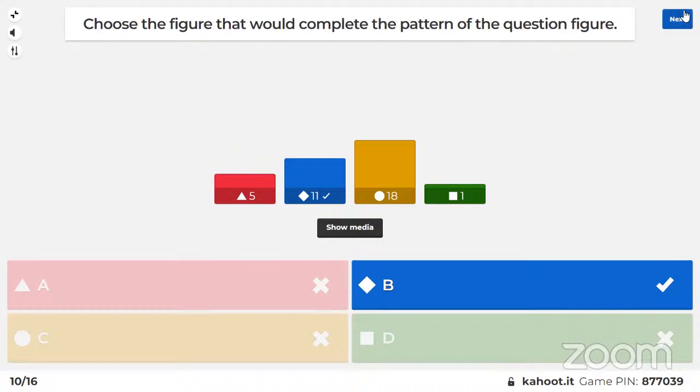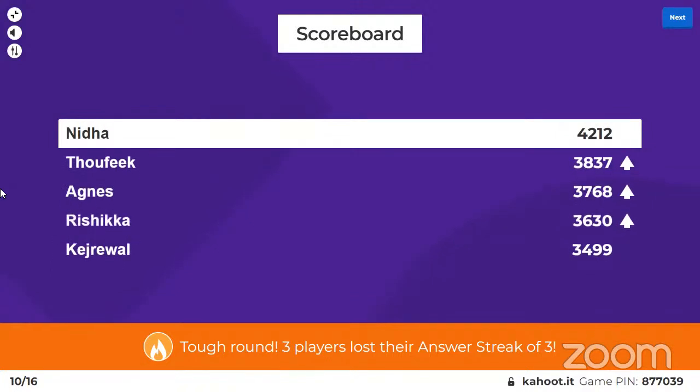Answer is B. All right, so that was a bonus question. So let's see who has taken advantage of it. Nida with 4,212 points is still on the top spot.